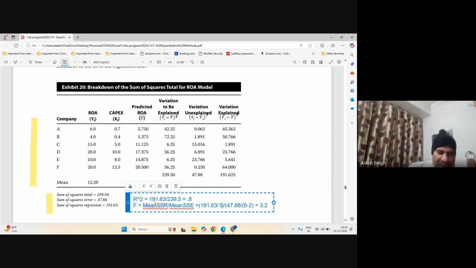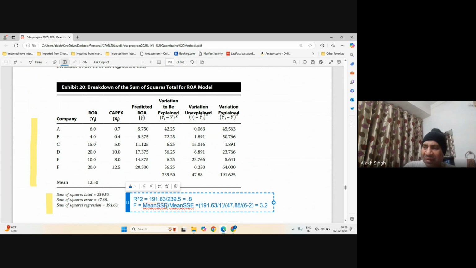5 times of this. Because we have to calculate the mean SSR, the mean sum of squares of regression. Then what is the degree of freedom? We have only one beta, no?